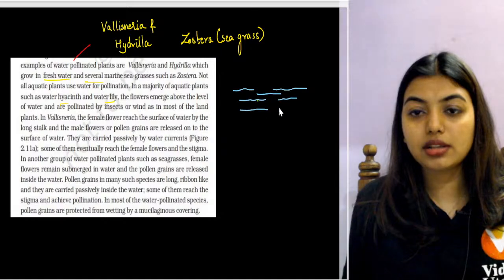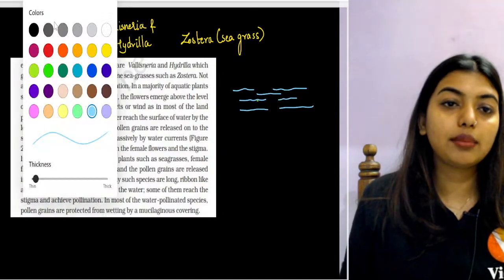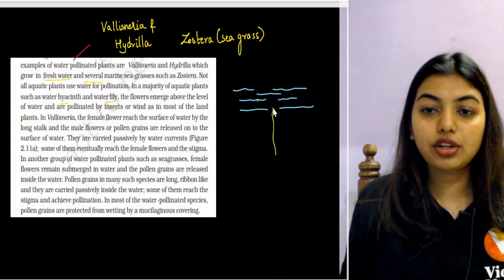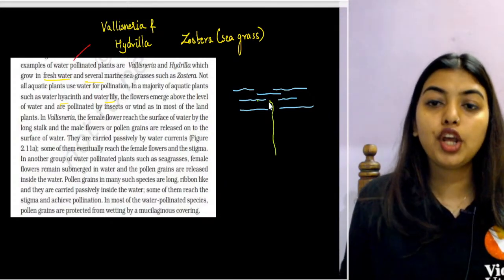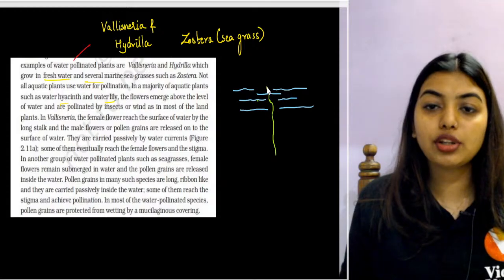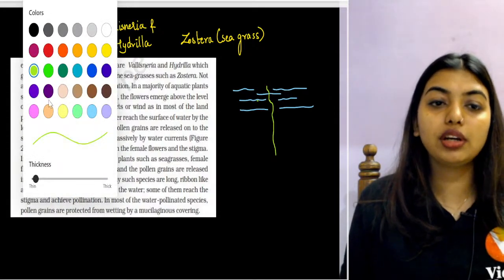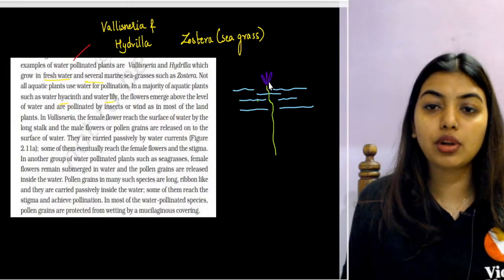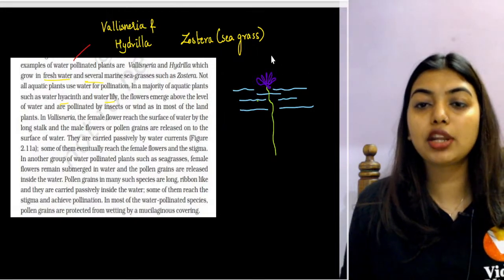I've become an artist, right? More than I'm explaining with the help of diagrams. So here what they do, imagine they're underwater, but during pollination they come above the water, and their flowers will be above water. Since their flowers will be above water, students, what is going to happen?